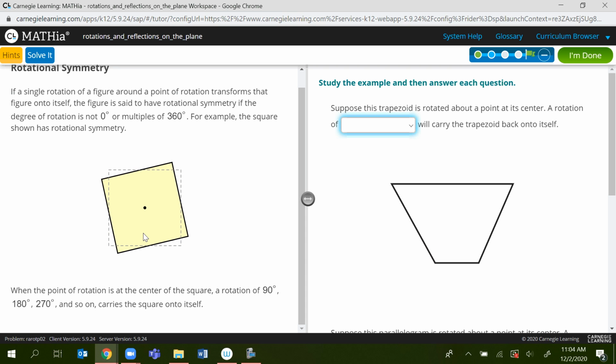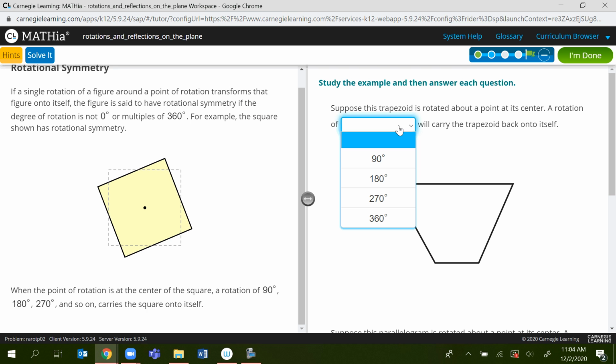As we see it go around, it is actually going in increments of 90 degrees when it reaches the same shape and direction. When the point of rotation is at the center of the square, the rotation of 90 degrees, 180, and 270, and so on, carries the square onto itself. So here, we're going to try out some with these other shapes. Suppose this trapezoid is rotated about a point at its center. A rotation of blank will carry the trapezoid back onto itself.